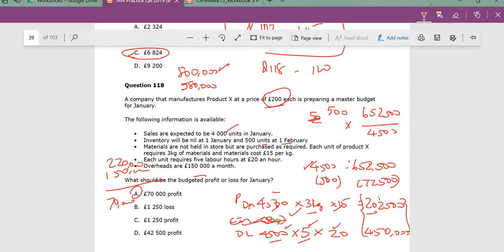Yes, and then you saw me. I now have the full cost of 4,500 items. I need to take out the 500 that haven't sold yet, so I can compare the sales of 4,000 items with the cost of 4,000 items. Then I get my actual gross profit, which was the 220,000, and then take off the overhead of 150,000 a month, and you get 70,000. Okay, great.